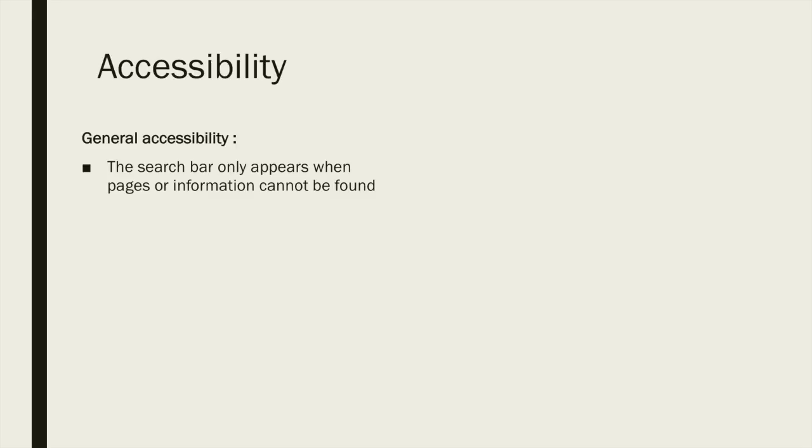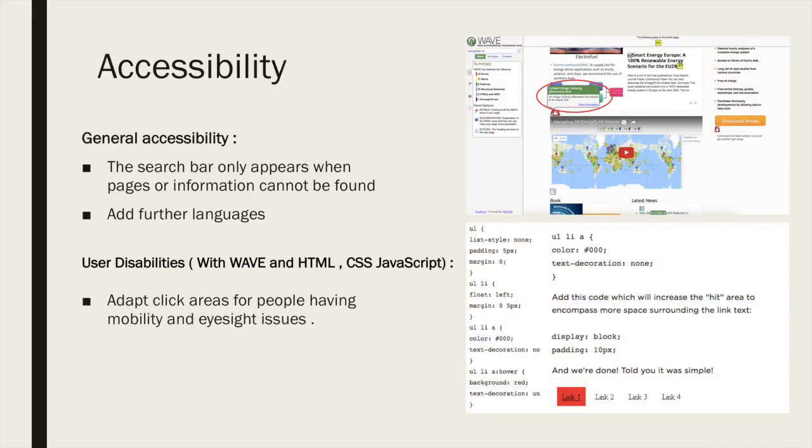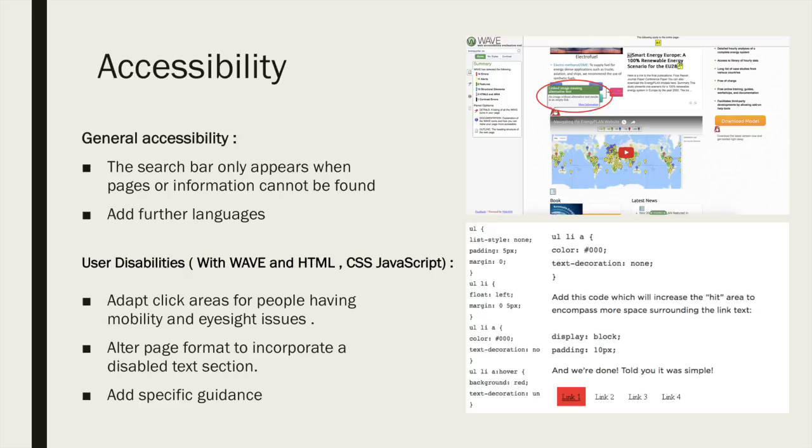Furthermore, we recommend that they may add further languages to the site as to remove any potential language barrier. We also recommend that they make the site disability friendly. This can be done by adapting click areas or allowing for a section for disabled text and adding guidance for specific disabilities. All of these changes can be done within HTML, CSS, and JavaScript, as well as using Wave to identify potential issues with accessibility.